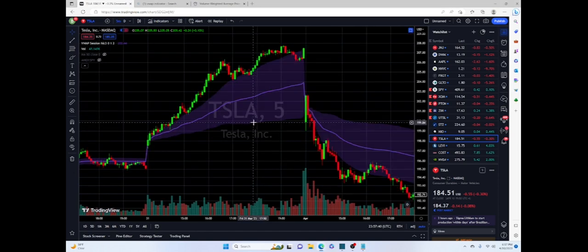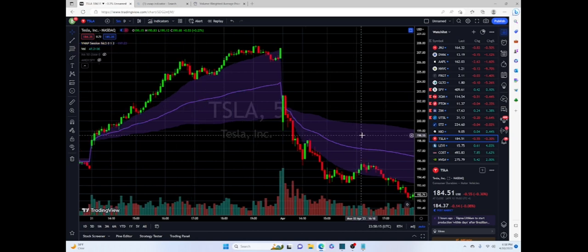Before anything, we need to go over the setup for these trades. The only indicator we're using is the VWAP, which is the volume weighted average price. On my chart, that is this purple line right here. The VWAP is my favorite indicator. It's pretty much the only one I use, and it's superior to moving averages and such because it's not just giving you the average price.